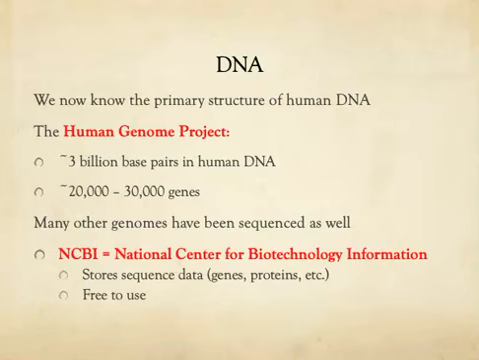If you're not aware, that project showed us that there are approximately 3 billion base pairs in human DNA. It's an enormously long, complex molecule. Now, just because we know the primary structure, just because we know the sequence of all the bases, does not mean that we know all of the genes yet, and we don't.